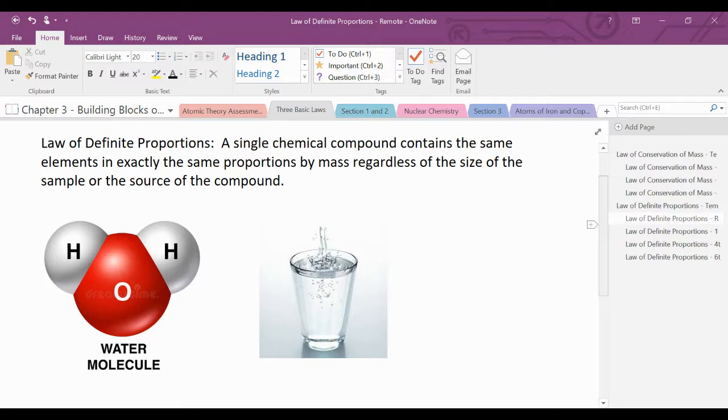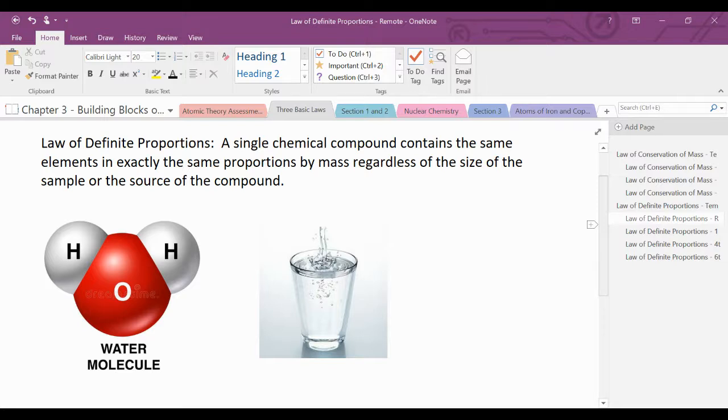Okay, so water, no matter if we're looking at it as a single water molecule, has two hydrogens and an oxygen, or if we're looking at a glass of water, there are still two hydrogens for every one oxygen. In the same proportions by mass, regardless of the size of the sample or the source of the compound. So in other words, it doesn't matter if I'm looking at that single water molecule or that entire glass of water, the ratio of hydrogen to oxygen in my sample is always going to be the same.